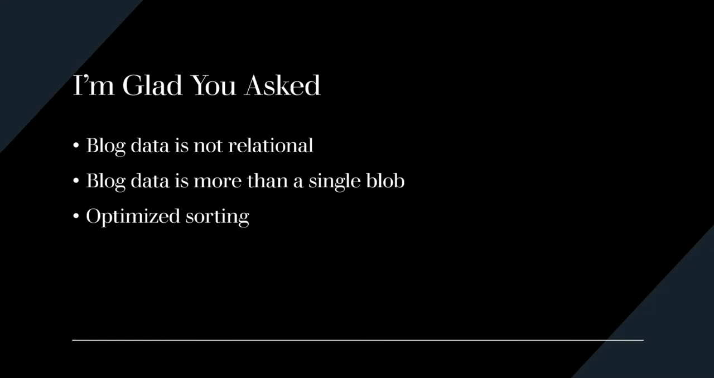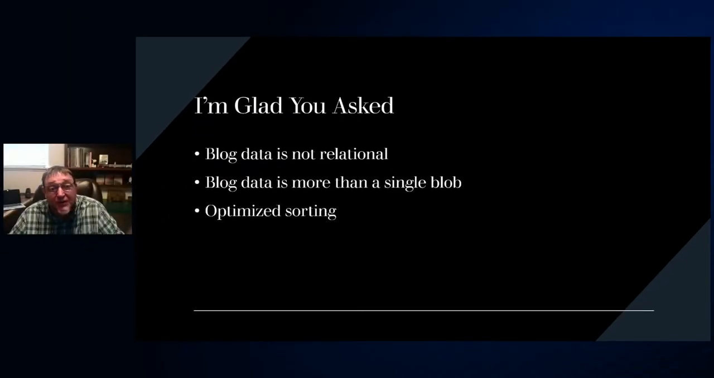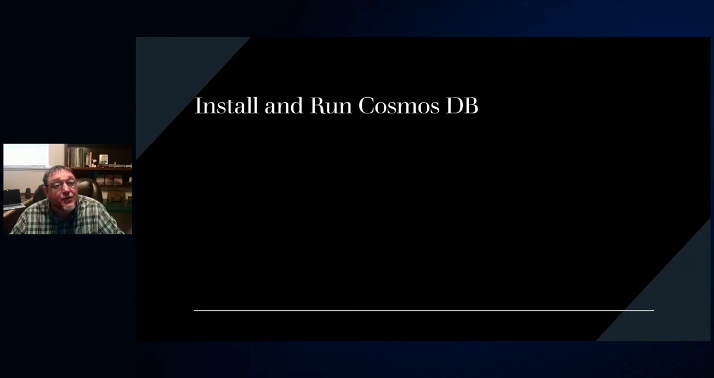Cosmos DB gives us optimized sorting, so we can sort on dates and present things with efficiency. It also is very optimized at returning subsets of our data so that when we want to do a preview, like for a list of blogs and maybe a fragment, we don't have to pull the whole blog all the time just to give a list. And so we'll see that in the code today.